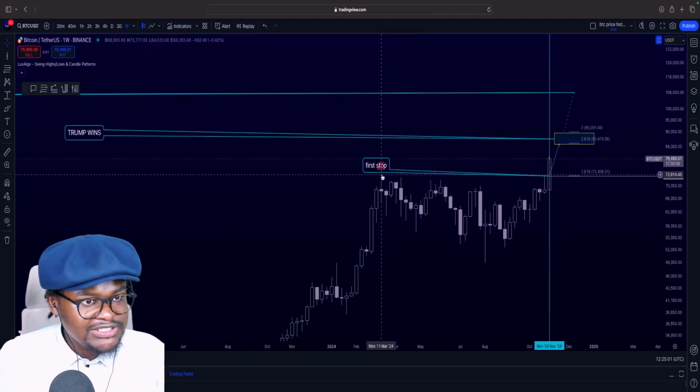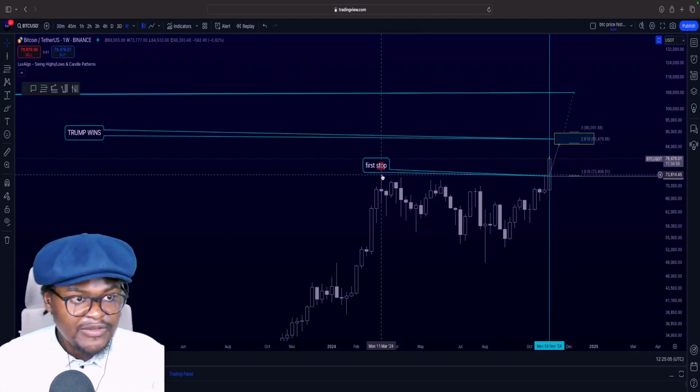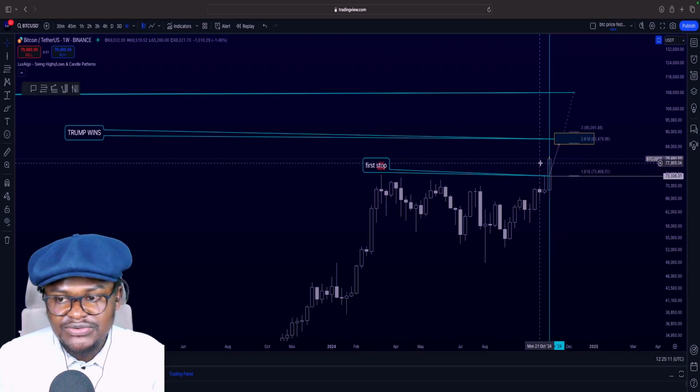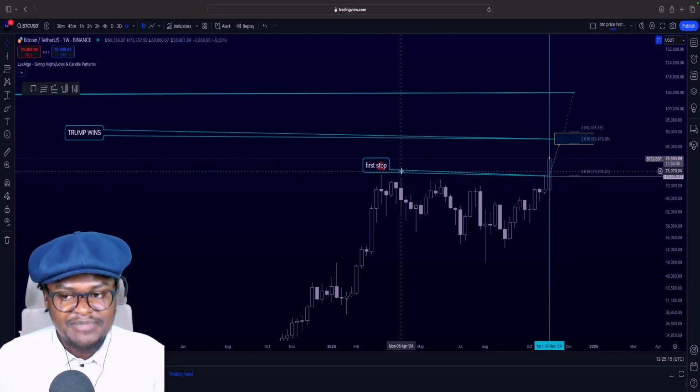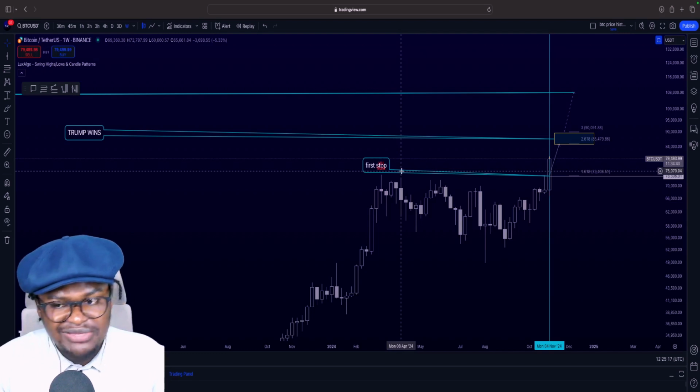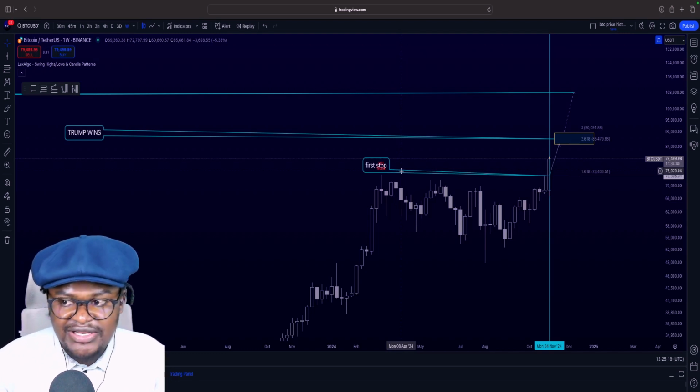Yes, this zone was 73,700, sorry. 73,777. So that was the previous all-time high. If it's going to do some sort of dump, then that would be the zone where you'd expect a reversal. But again, we will have to reanalyze when the time comes.